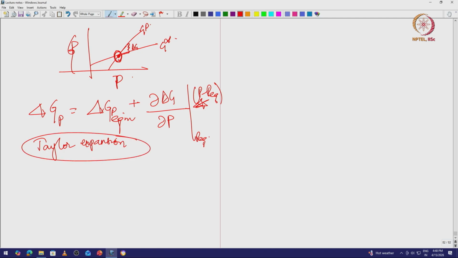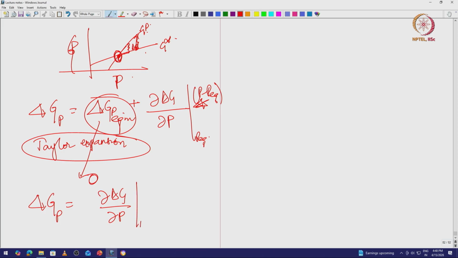Now, what is delta G at equilibrium? At equilibrium, this term is 0. So, delta G at a pressure P, where delta G at equilibrium is 0, is the difference between G beta and G alpha. I am calculating this difference at a different pressure, and that is just d delta G by dP at P equilibrium times P minus P equilibrium. When I take the system slightly away from equilibrium, this is what my delta G is.